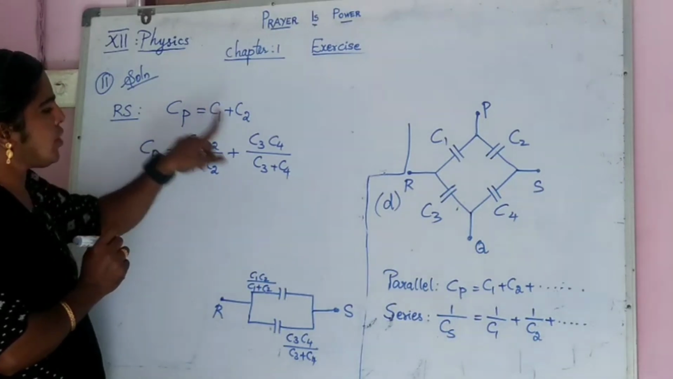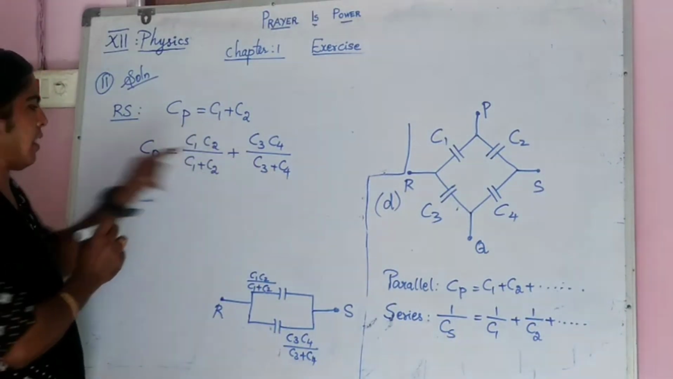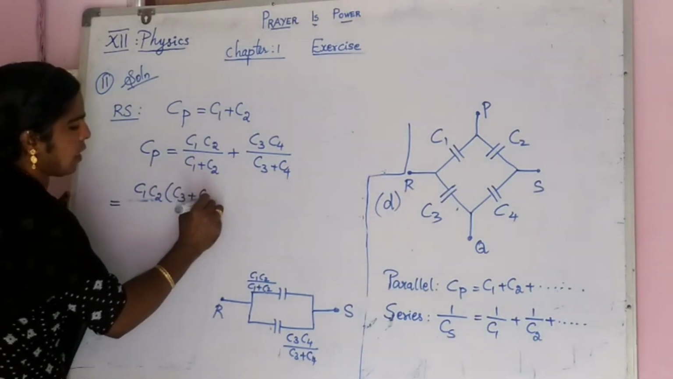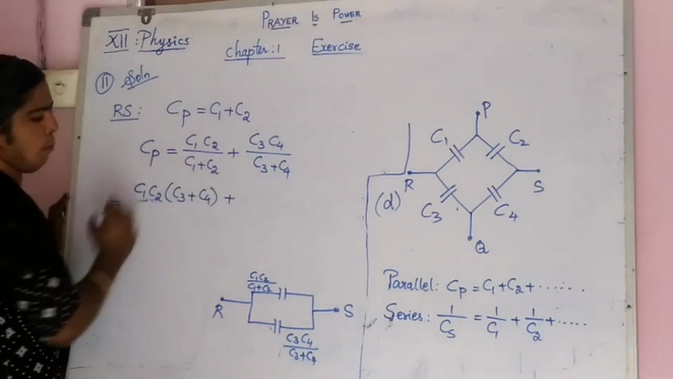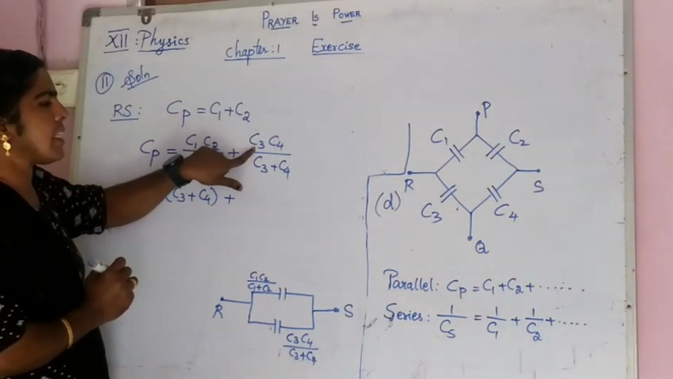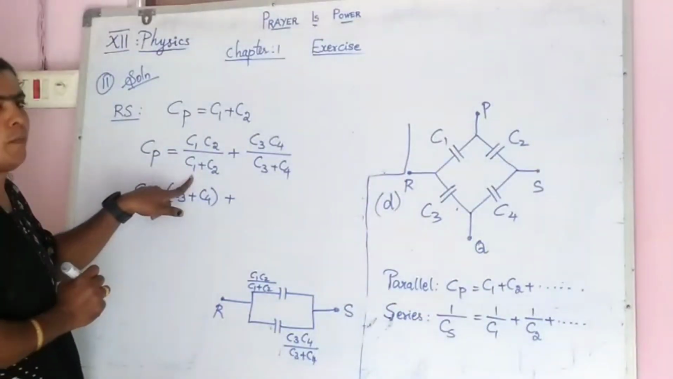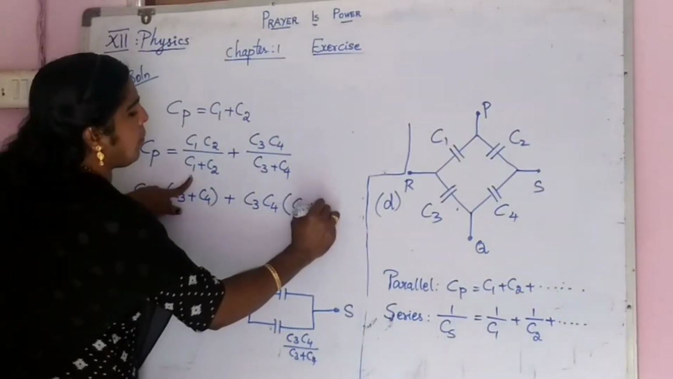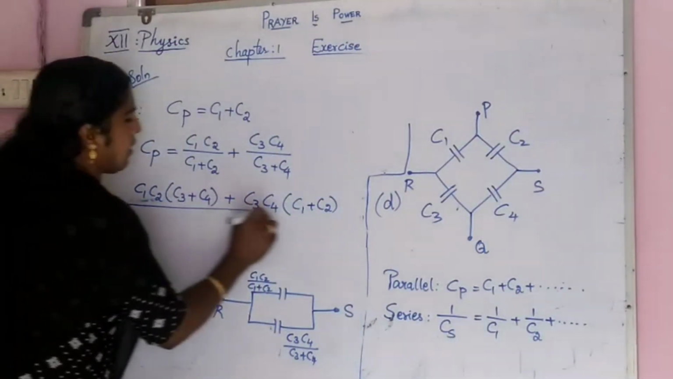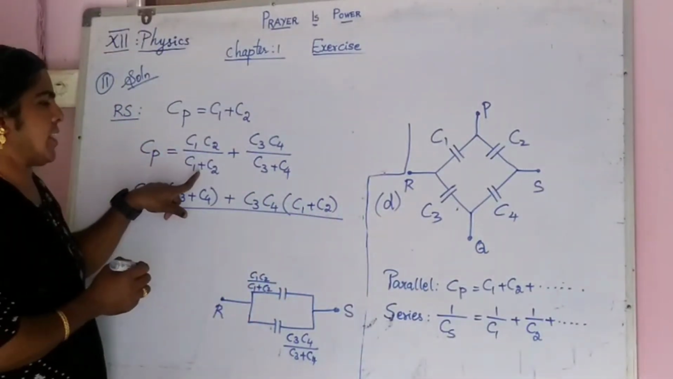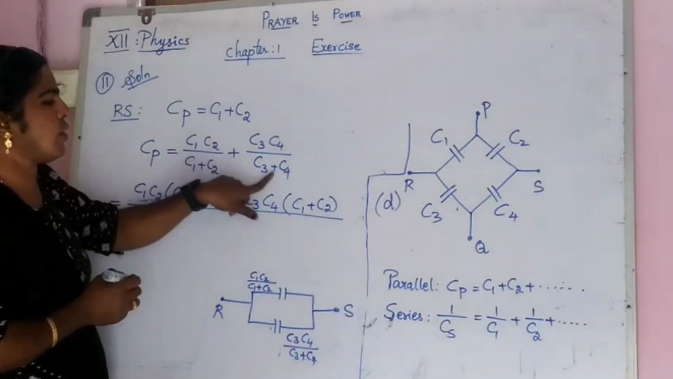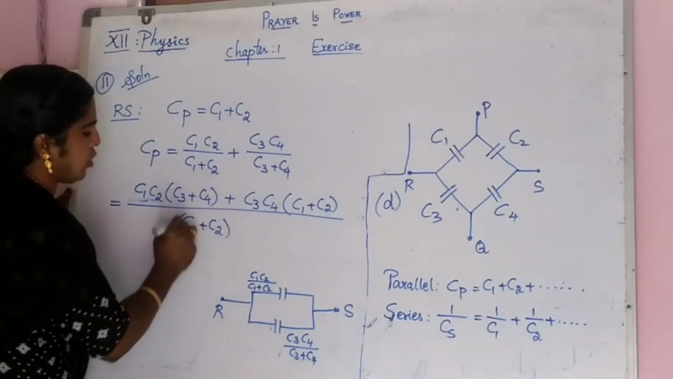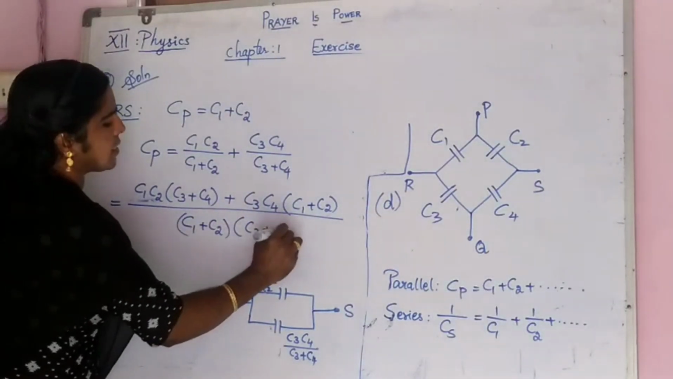C1 C2 into this term, C3 plus C4. In between plus, so plus. Next, C3 C4 into C1 plus C2. The whole divided by, write the denominator, C1 plus C2 into C3 plus C4.